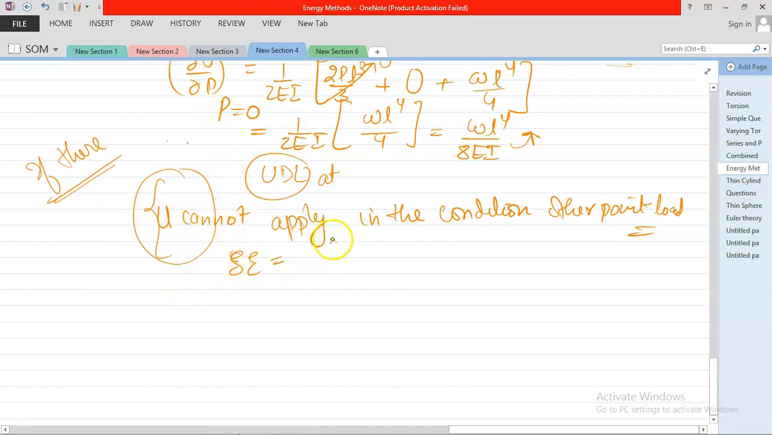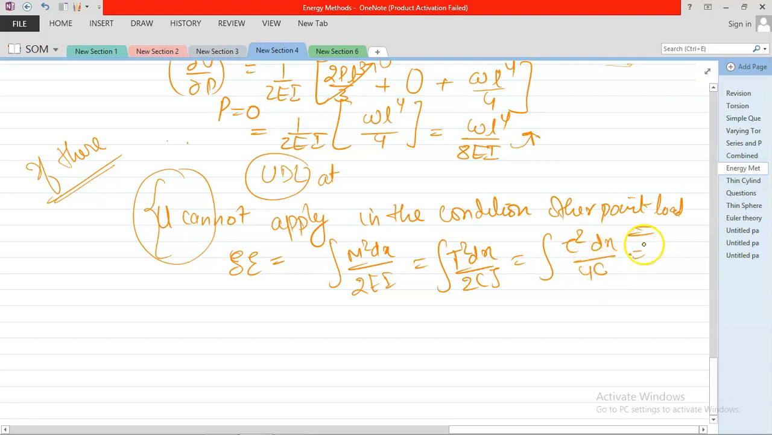It is easy for you. Only use the formula: U is equal to the integral of T square dx upon 2CJ, that is equal to tau square dx upon 4C, and that is equal to half into stress into strain. So apply these formulas to obtain the relation, and obtain the strain energy in a body.